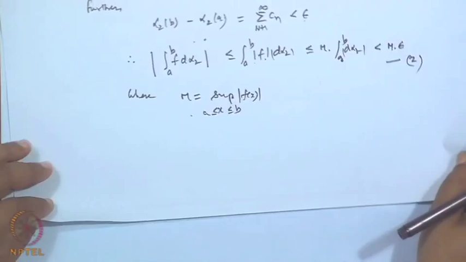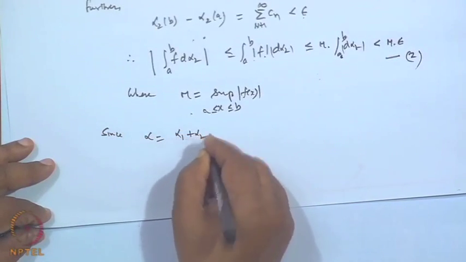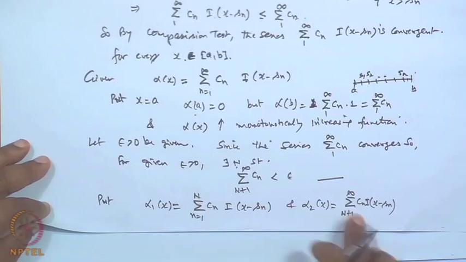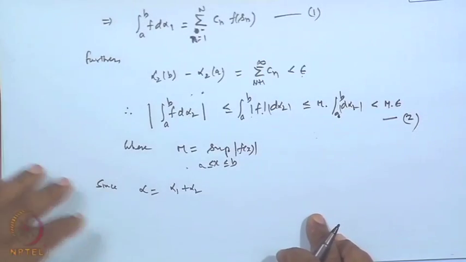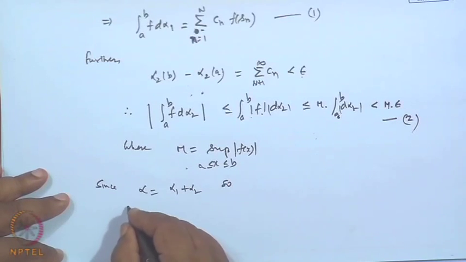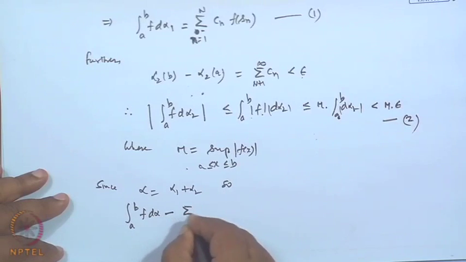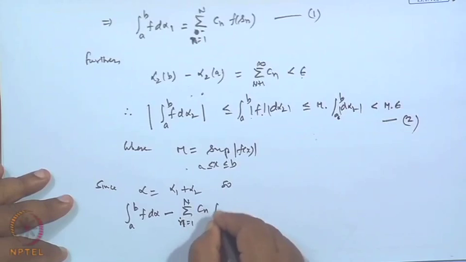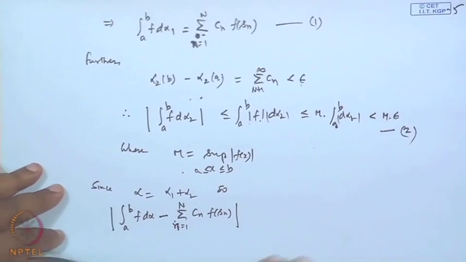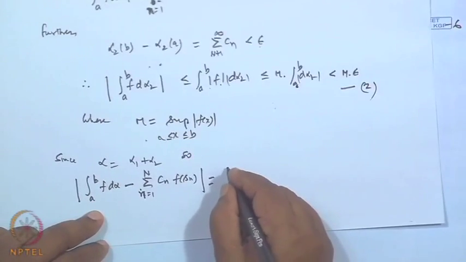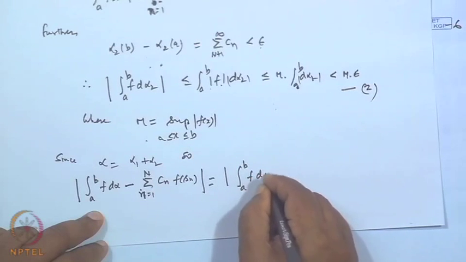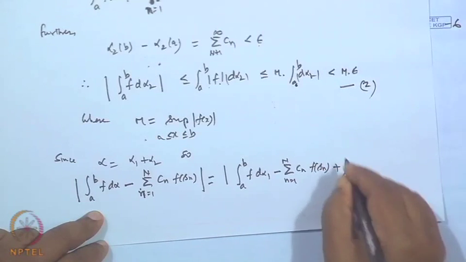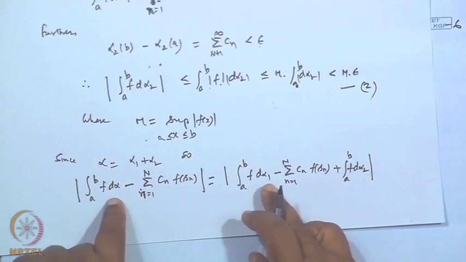Okay, that is what. Now, our alpha is nothing but alpha 1 plus alpha 2, because alpha x is the sum of this series from 1 to infinity. I break it up into two parts, 1 to n and n plus 1 onwards. So alpha is alpha 1 plus alpha 2. So, we get from here the modulus of the integral from a to b of f d alpha minus the sum from n equal to 1 to n of C n f of S n. Now, this can be written as what? It is nothing but the modulus of the integral from a to b of f d alpha 1 minus the sum from n equal to 1 to n of C n f of S n, plus the integral from a to b of f d alpha 2, because d alpha is alpha 1 plus alpha 2.